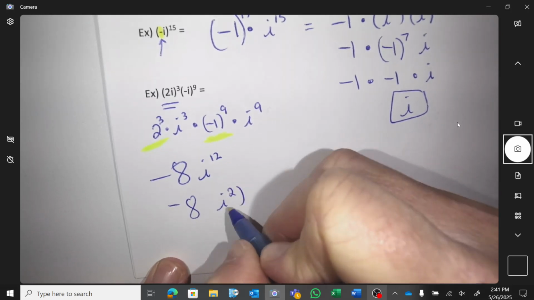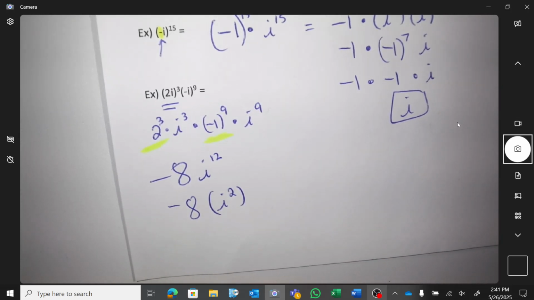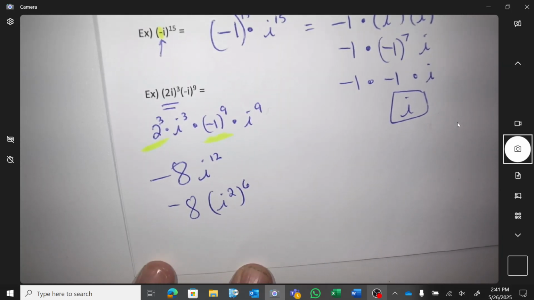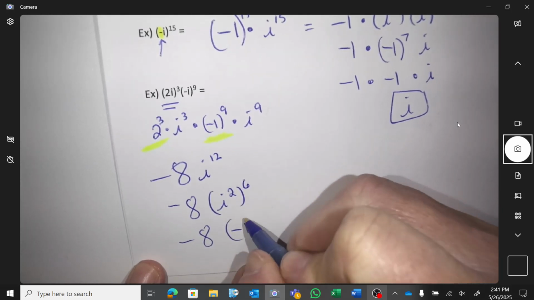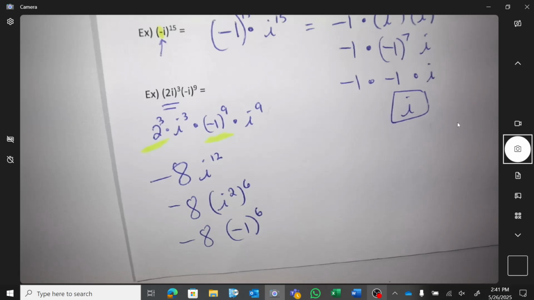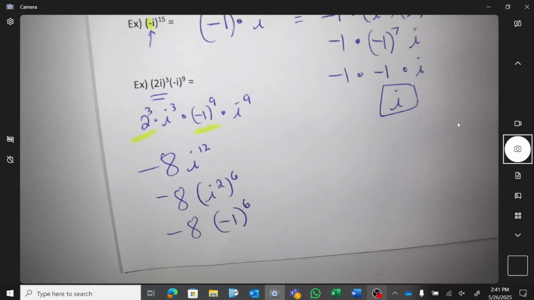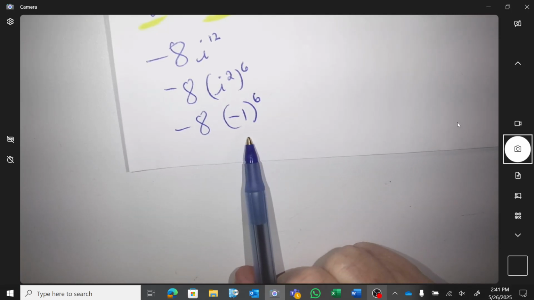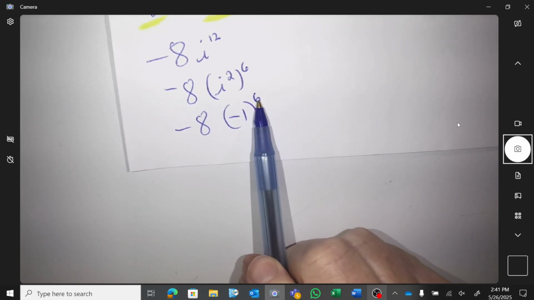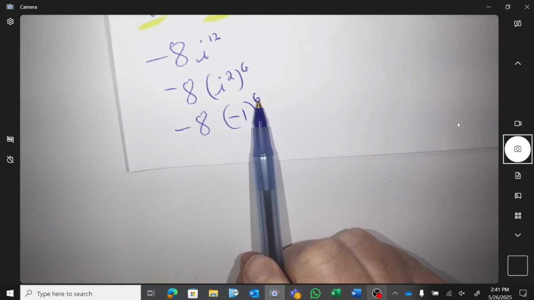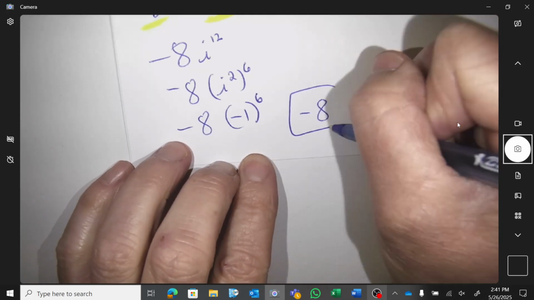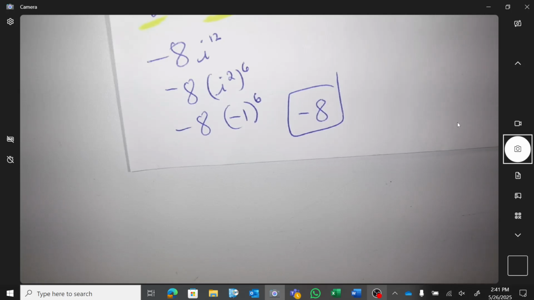Let's get some i squareds out of that. And this one's going to be a perfect, right? 6. What happens if you times -1 over and over 6 times? +1. +1 times the -8 though. -8. -8, sad answer. No i's in this one.